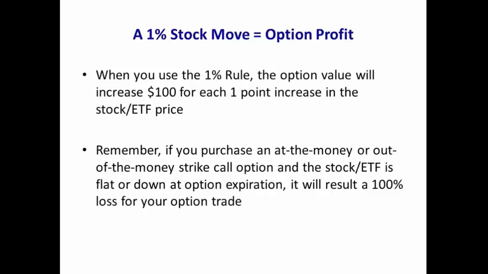So when you use the 1% rule, the value of the option will increase $100 for each 1 point increase in the underlying stock or ETF. And if you purchase an at-the-money or out-of-the-money strike call option and the stock or ETF is flat or down at option expiration, it will result in a 100% loss for your option trade. So we try to avoid 100% losses on our trades. So we use this 1% rule to avoid those kind of losses.